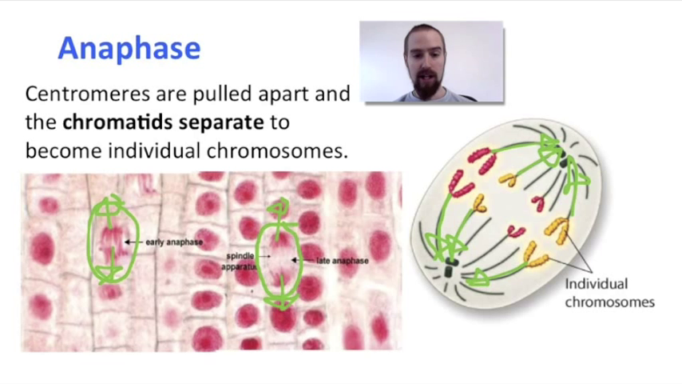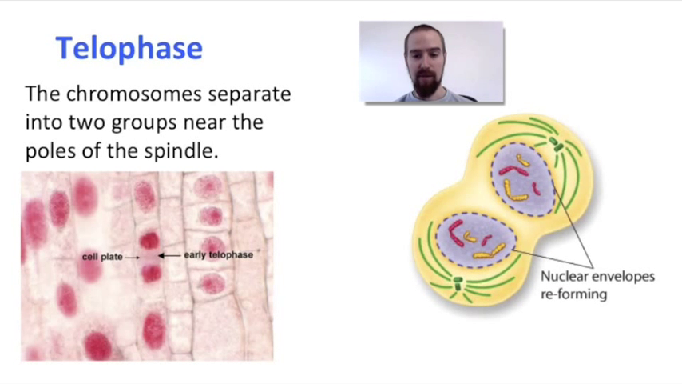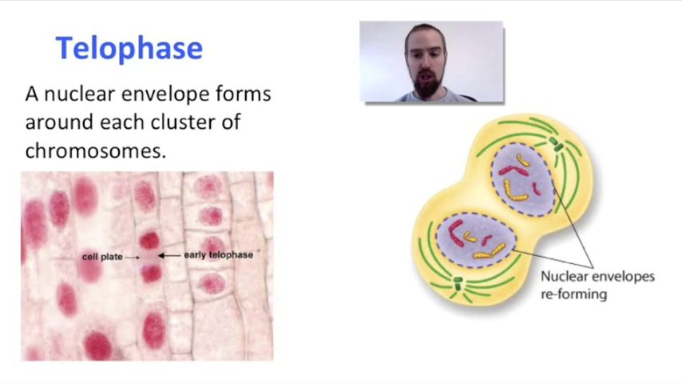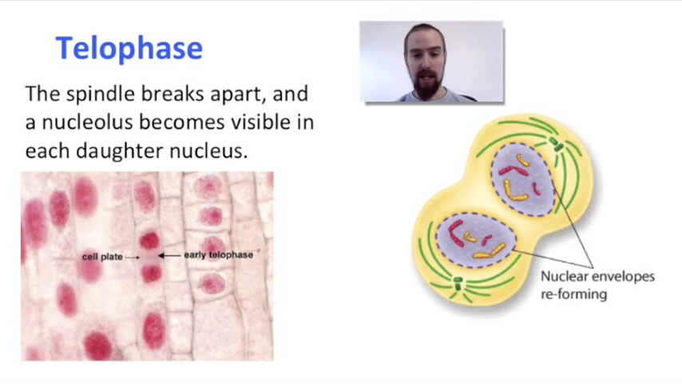At this point, we enter telophase, the last phase of mitosis. During telophase, chromosomes separate into two distinct groups near the spindle apparatus at the poles of the cell. The nuclear envelope begins to reform around each group of chromosomes, forming two new nuclei at either end of the cell. Finally, the spindle apparatus begins to break apart. Chromosomes begin to unwind into a loose mass of chromatin, and a new nucleolus becomes visible in each new nucleus.